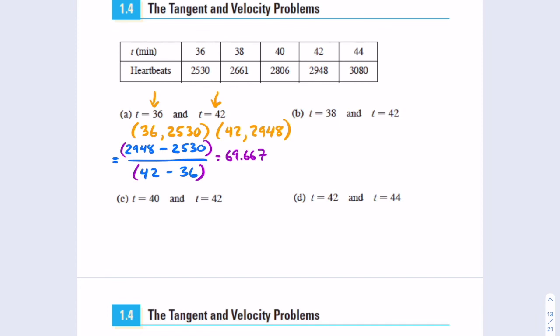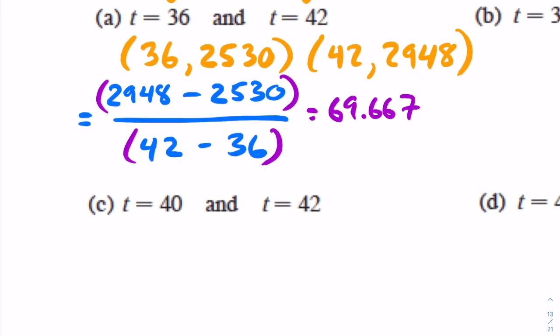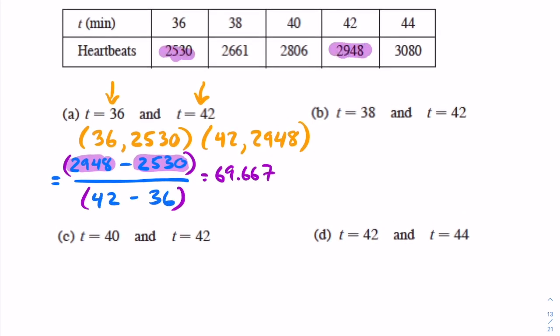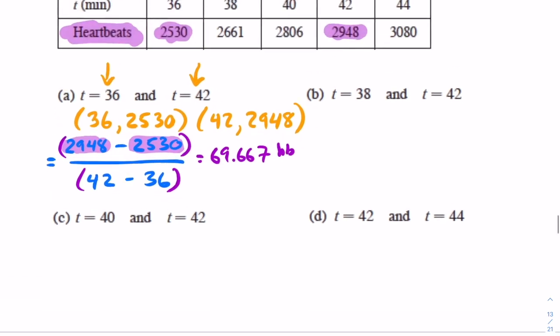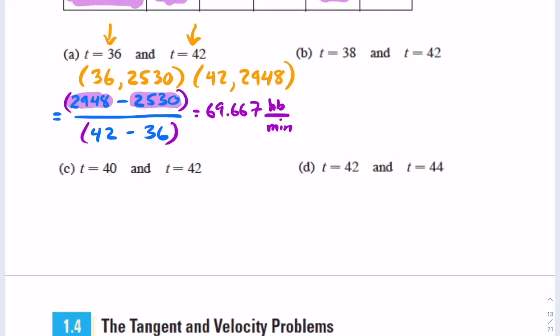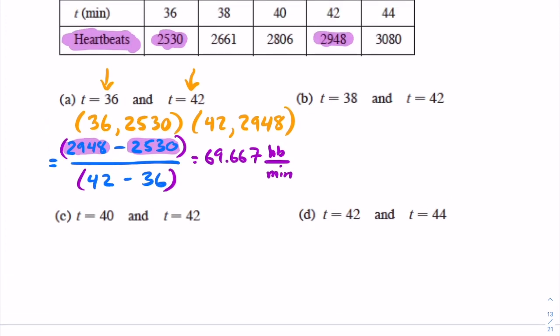Now I want you to think about this. 2948 and 2530 represented what? It represented heartbeats. So we're going to be left with heartbeats, which I'll just put HB. Now 42 and 36 were representations of minutes. So this is going to be heartbeats per minute. From the 36th minute to the 42nd minute, this is how fast your heart was beating. Roughly around 70 heartbeats per minute.